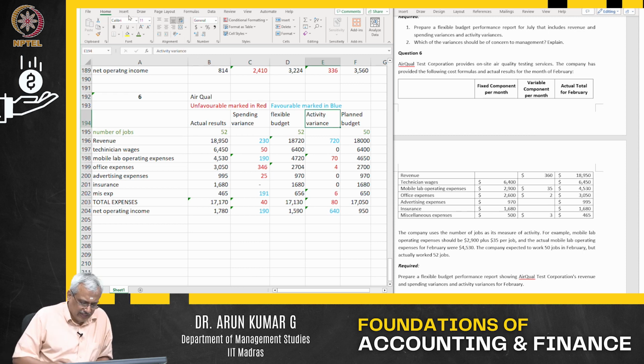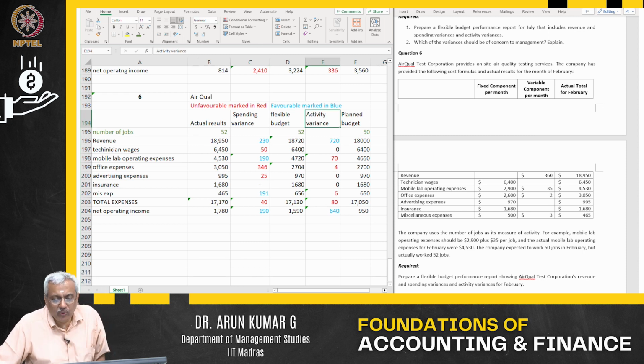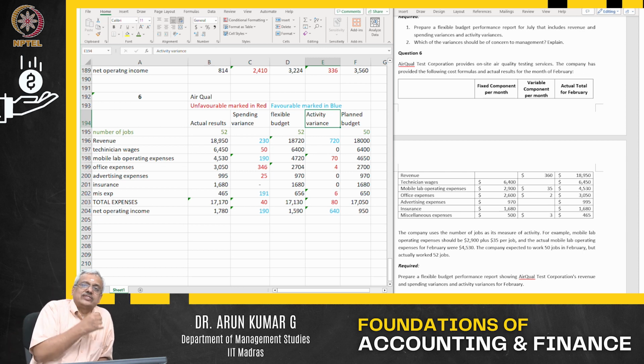Thank you very much. With this, we end the cost accounting part of it. Now, next class onwards, we are moving towards the finance part of it, pure finance, the two parts of finance, the sourcing as well as the investing part of finance.